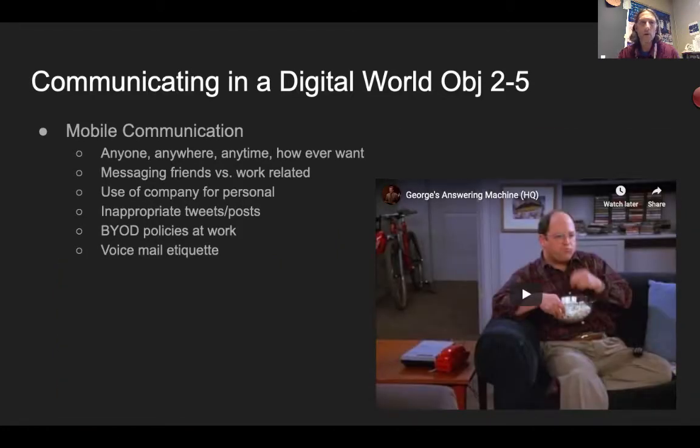When we look at mobile communication, this can be anyone, anywhere, anytime, however we want. Some things to kind of keep in mind is when is that time and place and person and method appropriate, and when is it not appropriate? The difference between messaging people and work-related, whether it be email or text. You need to be aware of what is the company's policy for personal use of mobile communications. Are you supposed to be tweeting or posting on Facebook during work? The inappropriate tweets and posts that can come back to bite you. What are the policies for bringing your own devices to work? And then for voicemail etiquette.